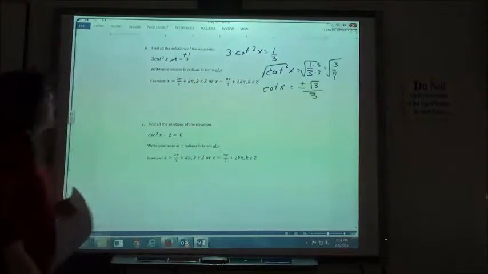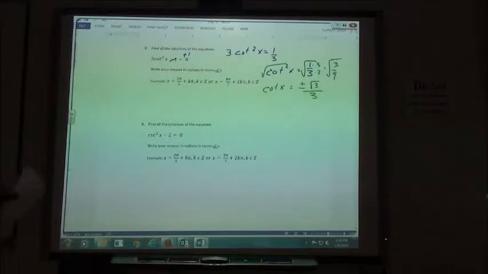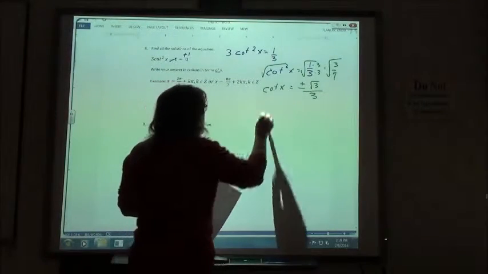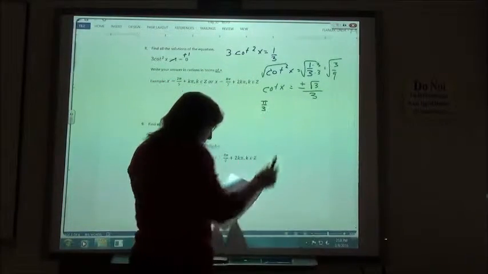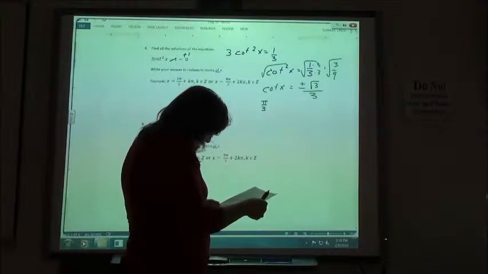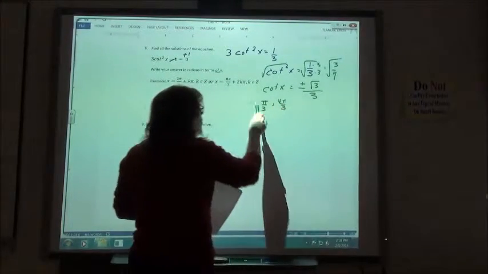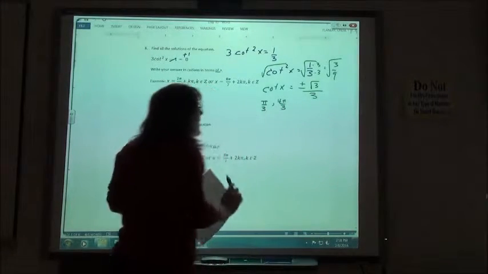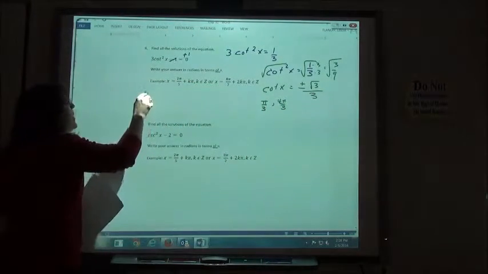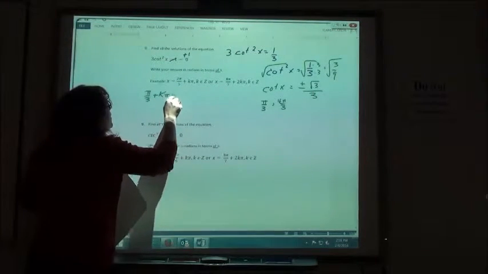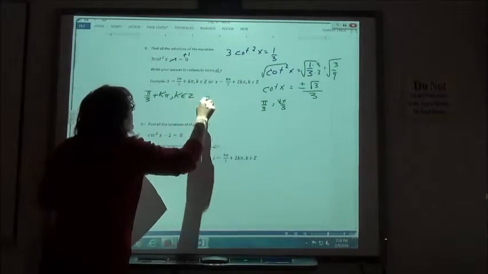So this time, same kind of thing. We're just looking for the cotangent of x. So looking under my cotangent column, square root of 3 over 3 is at pi over 3. And then if I keep going down, it is also at 4 pi over 3. Again, if I took 1/3 plus 1, I get 4/3. So that can be combined, pi over 3 plus k pi, where k is an element of z.